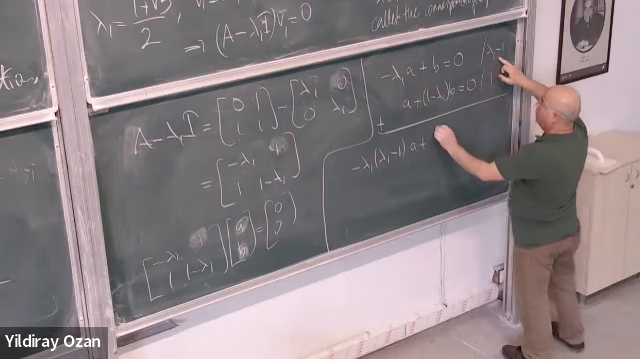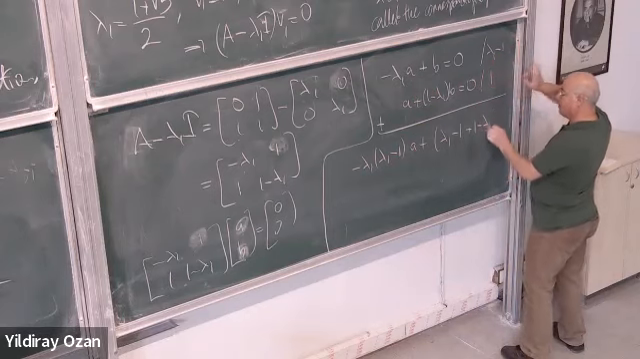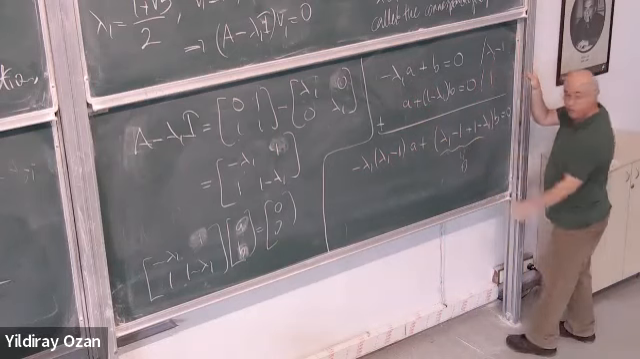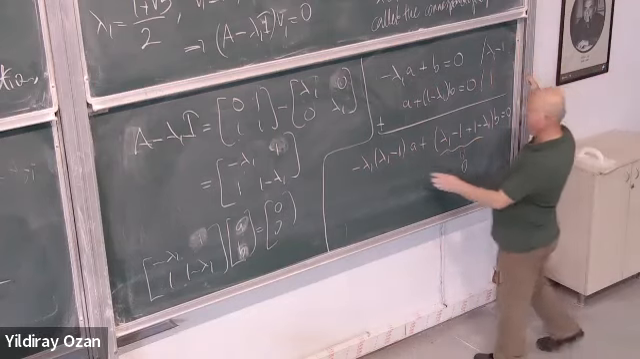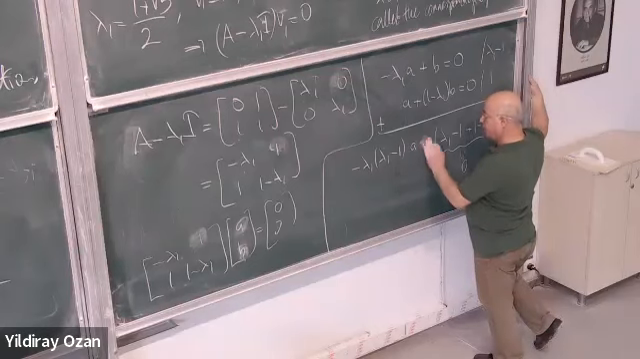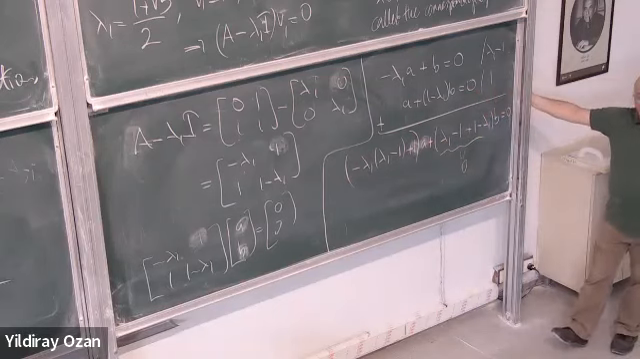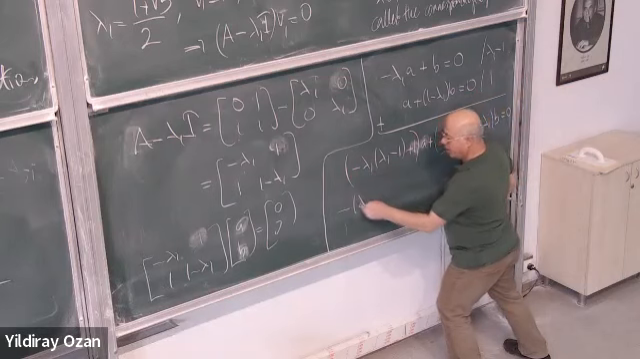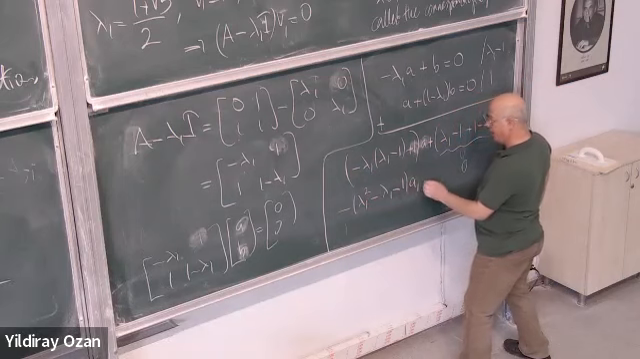plus lambda 1 minus 1 plus 1 minus lambda 1 times B equals 0. Now, this is already 0. There is one more A, plus 1 A. What is this? Well, this is just minus lambda 1 squared minus lambda 1 minus 1 times A.